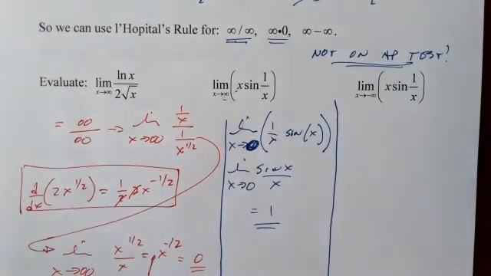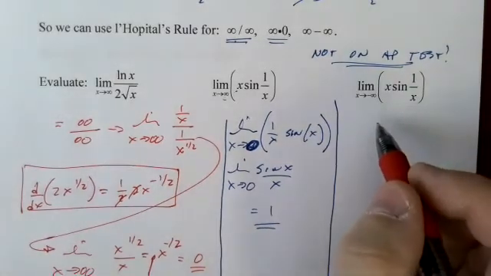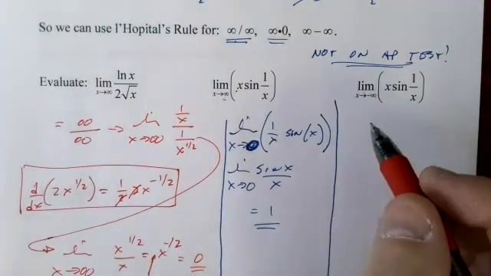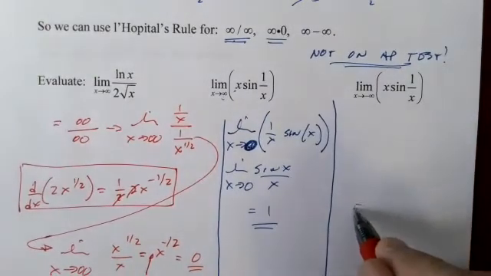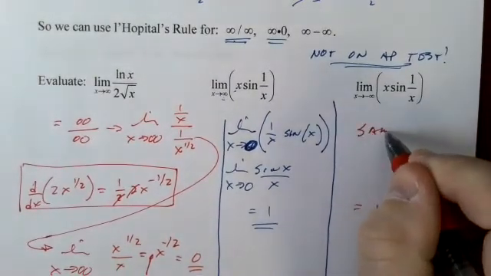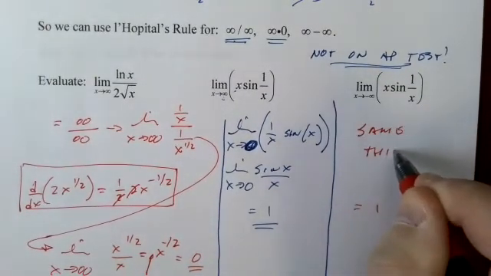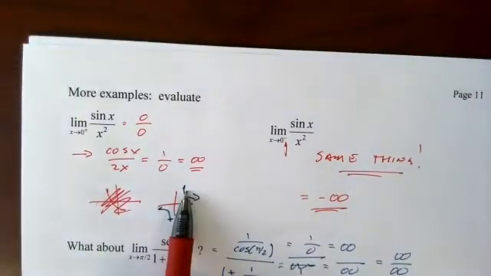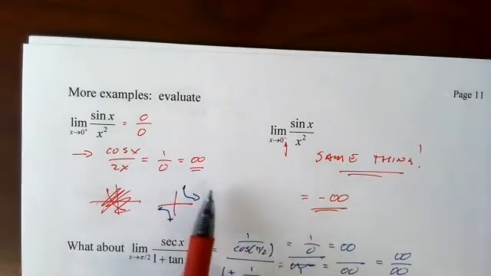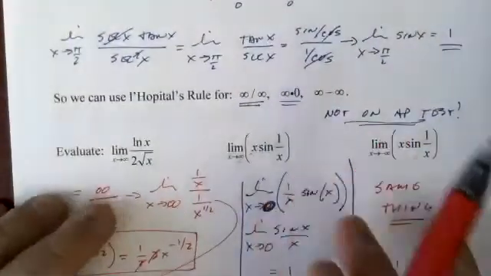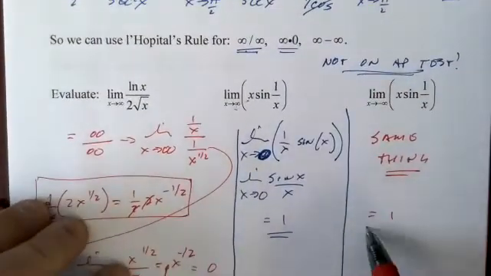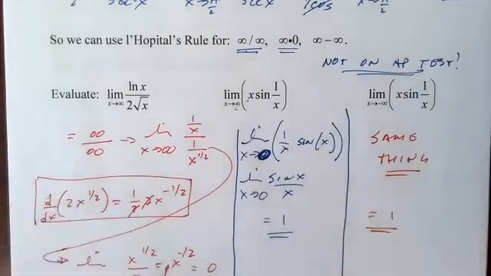Okay. So now we have the same exact problem, except we're going to negative infinity. It doesn't matter. It just equals 1. There's no asymptotes like there was up here, where we had to worry about whether we're going to positive or negative infinity. Again, not on the AP test. Yes, on my test. Here's the exact same thing. Nothing's changed.